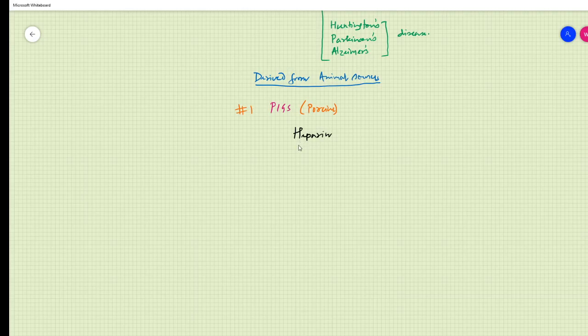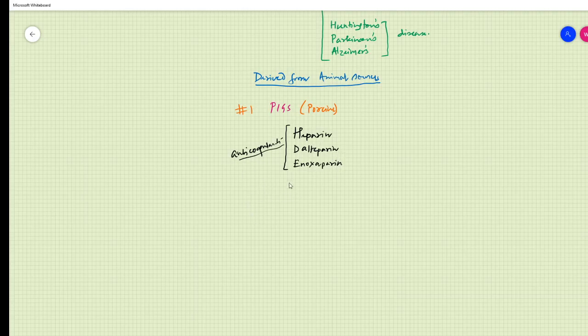So what is heparin? In fact, there are drugs like heparin. Let's list them down and then talk about it. Dalteparin, enoxaparin. Okay, so these are basically anticoagulants. These anticoagulants, heparin, dalteparin, and enoxaparin, are derived from porcine source.